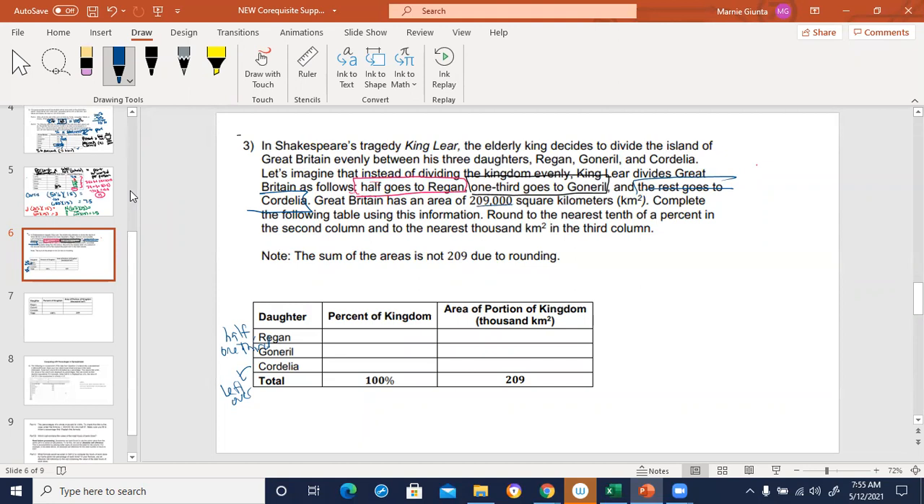Complete the following table using this information. Round to the nearest 1/10 of a percent in the second column. So we want to go to the nearest 1/10 here. I'm just taking notes here because we tend to forget that as we work through the problems. So we want the nearest 1/10 in this column and the nearest 1,000 in this column.